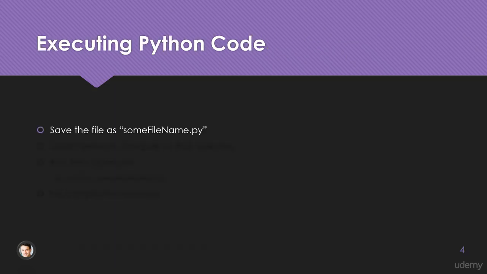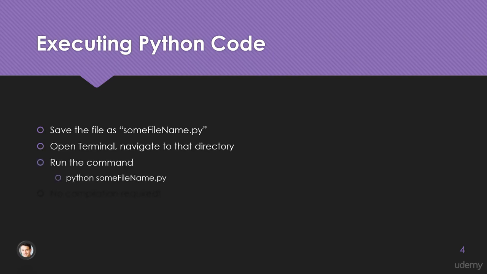So you can save this file that you just saw in the previous slide as some Python file. If you're on Mac, you open up terminal, navigate to that directory, run the command python some file name .py, and it will execute the file. You don't need to compile a program like you would in Java. You just run the Python file, and you can actually run this program on your command line.